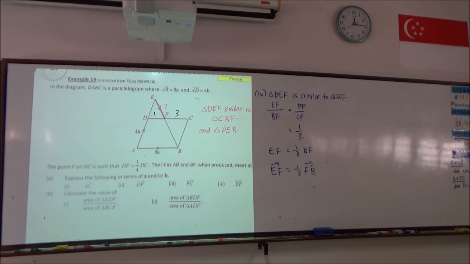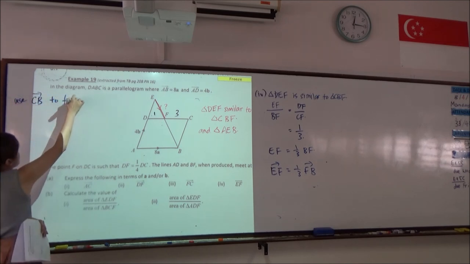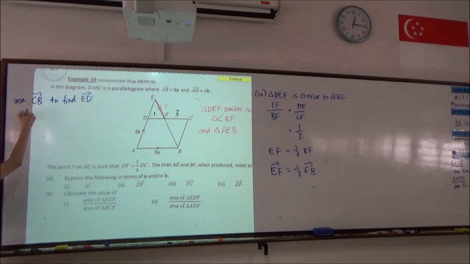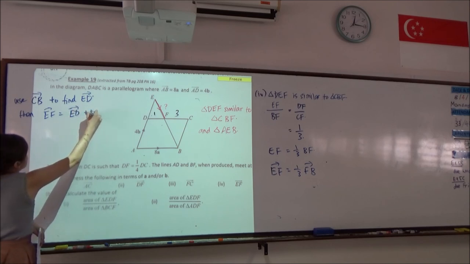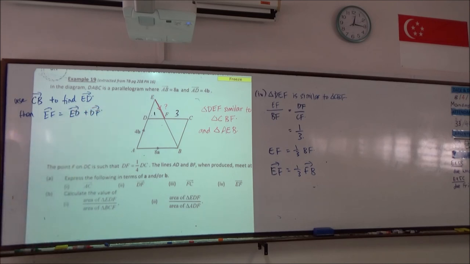Yeah. Then you can find EF by looking at ED plus DF, is it? So you want to use CB to find ED, then EF equals ED plus DF. Okay. Can I finish this option first, then I explore that option.